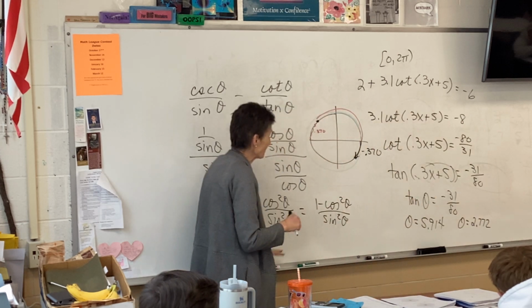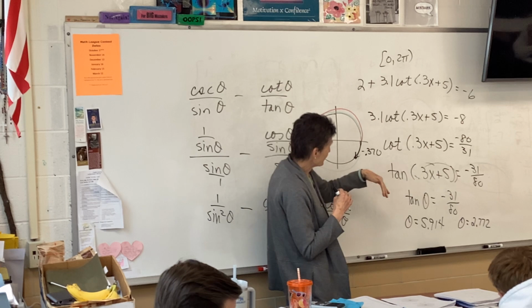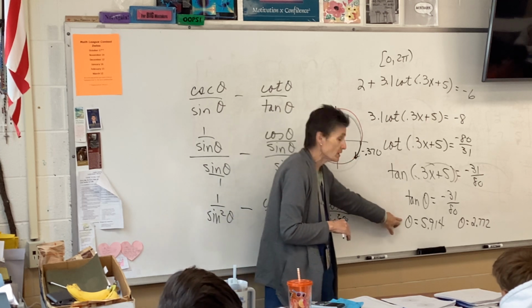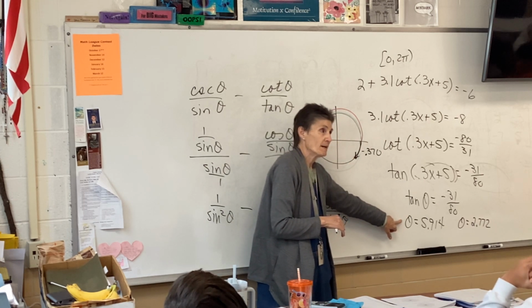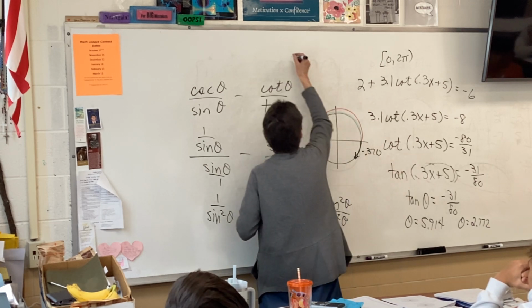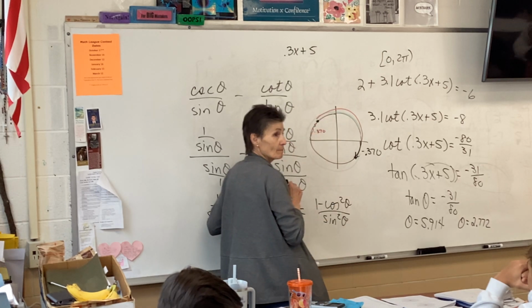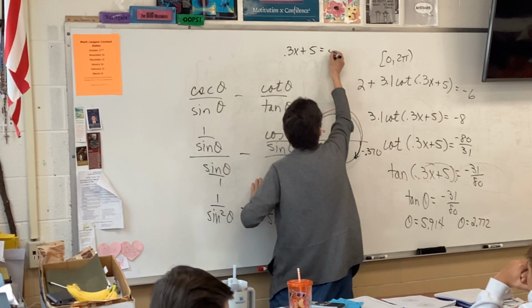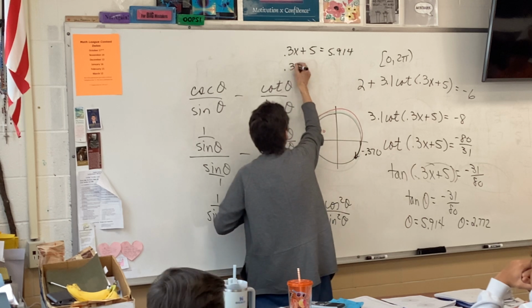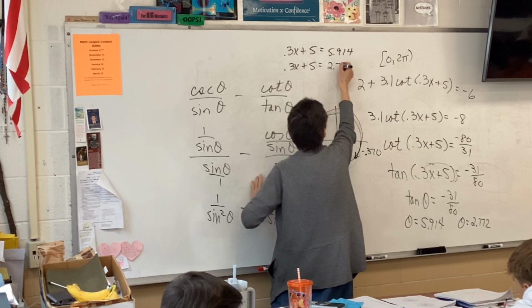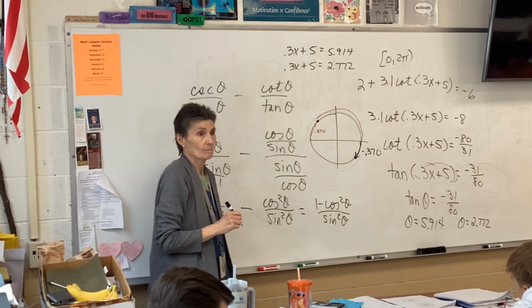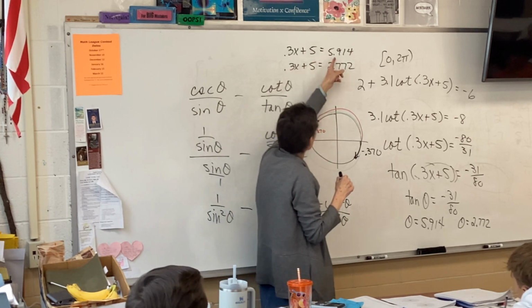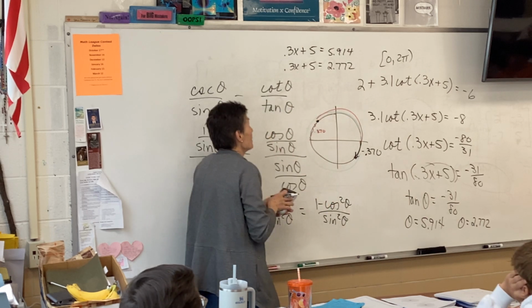Now we aren't done, but I need everybody to be caught up with this here. We were finding some angle out there that had a tangent of negative 31 80ths. So we have now figured out what that angle is. But in the problem, the angle was called 0.3x plus 5. So 0.3x plus 5 has to be either 5.914 or 2.772. And then I'll solve for x by subtracting 5 and dividing by 0.3. Now, make sure.